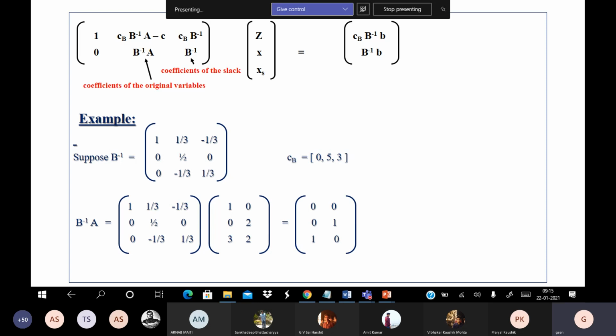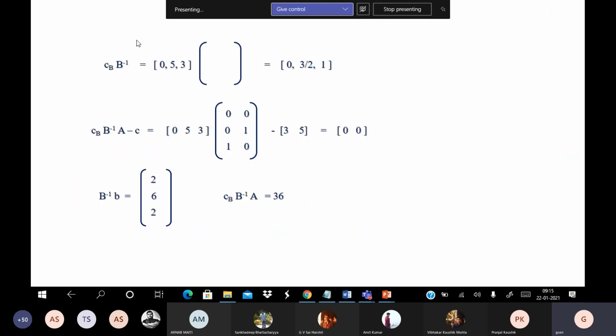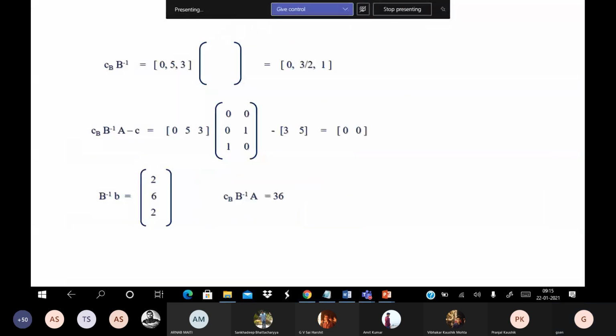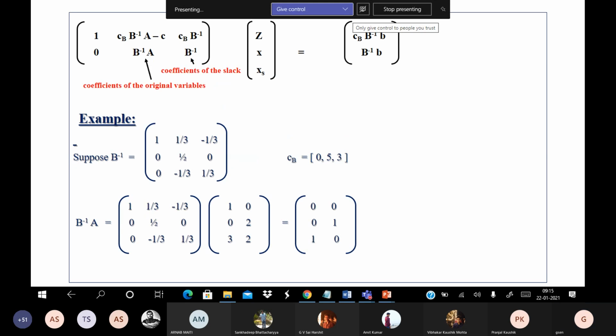Right. So for x1, x2, x3, the coefficients are given by this CB B inverse A minus C. So these are the coefficients of the original variables, right? If I compute this CB B inverse A minus C, it is coming as 0, 0, which is expected because they are basic, correct? The coefficients are 0, 0. But I want the coefficients of non-basic variables, which are for x4 and x5. So where will I find that?